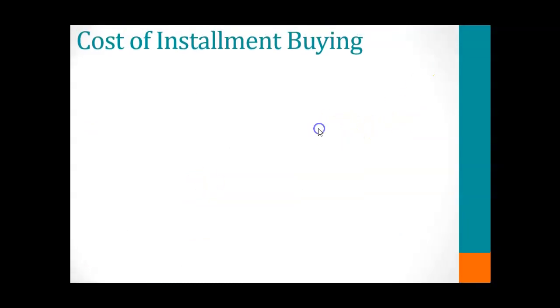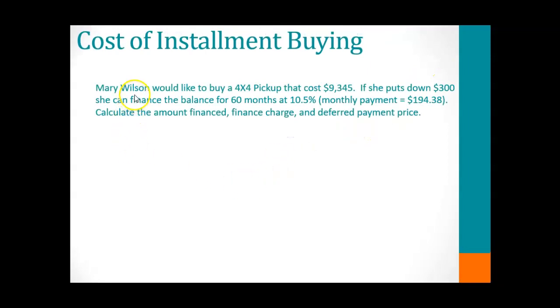Let's look at the actual cost of installment buying. Mary Wilson bought a pickup that cost $9,345. If she puts down $300, she can finance the balance for 60 months at a 10.5% interest rate. Her monthly payment amount will be $194.38. We'll discuss how the monthly payment amount was calculated a little bit later. Calculate the amount financed, the finance charge, and the deferred payment price.